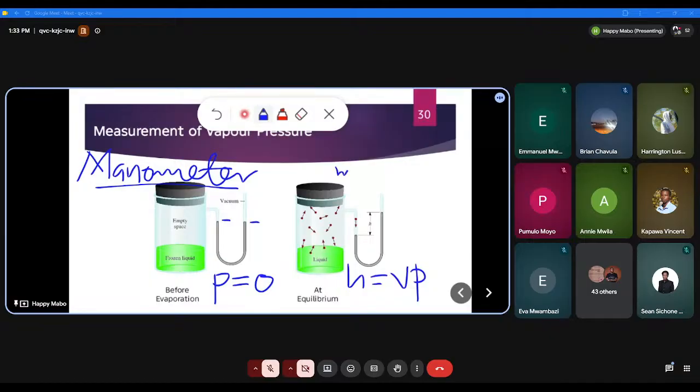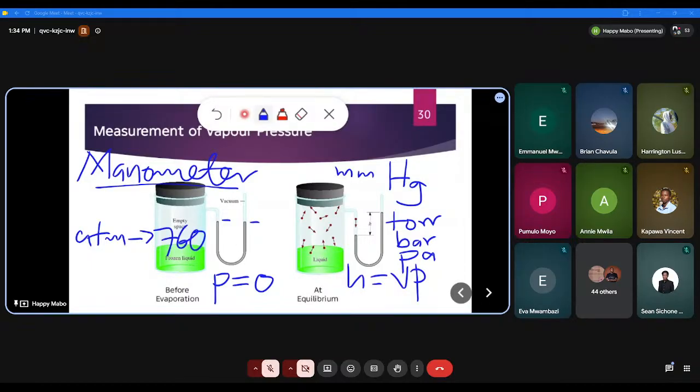Then the unit that is used is millimeter mercury. Although of course you can use other units, such as torrs, bars, pascals, or atmospheres. So 1 atmosphere is equivalent to 760 millimeter mercury. So at least this gives you where to start from.